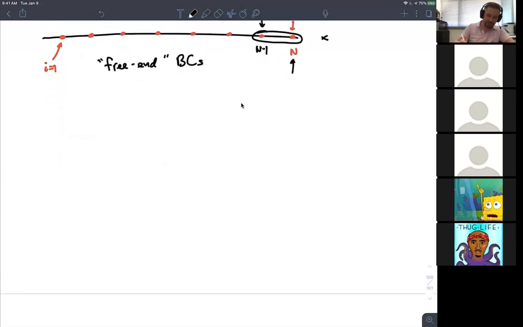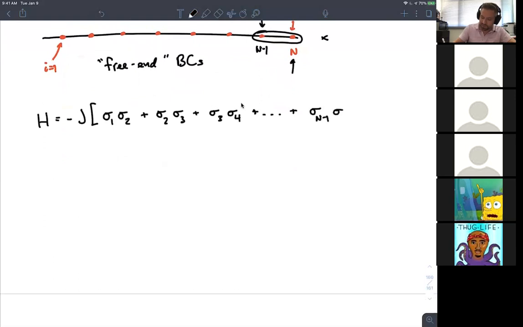All right, so if I now wrote out explicitly what my Hamiltonian looked like, it would look like this: minus J times (sigma 1 sigma 2 plus sigma 2 sigma 3 plus sigma 3 sigma 4 plus dot dot dot. And then the last term I'll get is sigma n minus 1 sigma n). So that's the Hamiltonian. Okay, so now what you do is you take this Hamiltonian and you stick it into an exponential in order to calculate the partition function.